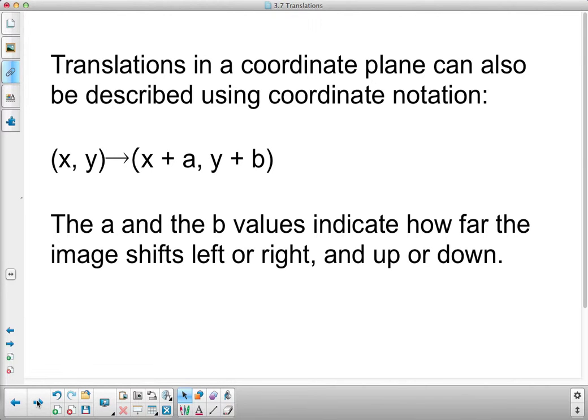Now, when you graph, is the X left and right, or is the Y left and right? The X. So whatever the A is determines the shifting to the left or the right. And then the B, that's the Y part, indicates the shifting up or down.